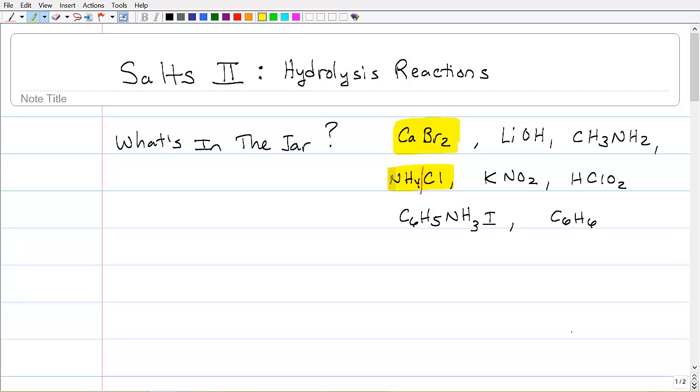KNO2, it's the same kind of thing. It's got the potassium part from potassium hydroxide, and this NO2 from HNO2. That's definitely a salt. HClO2, well, it starts with a hydrogen. I hope you immediately said, oh, that's an acid, and it is.